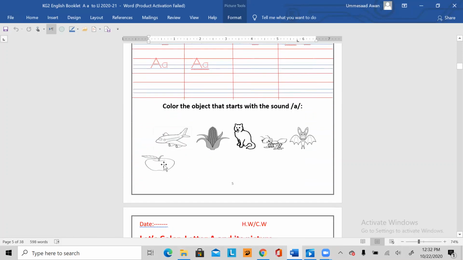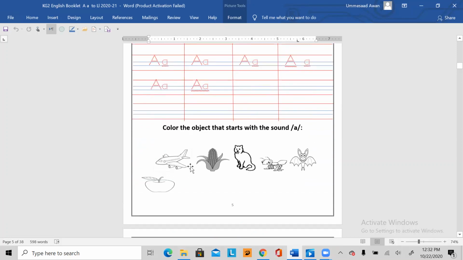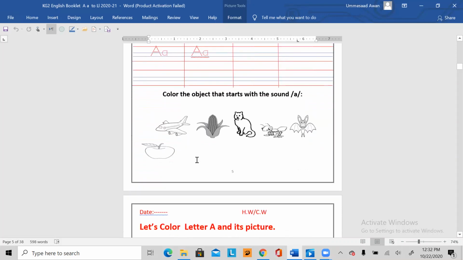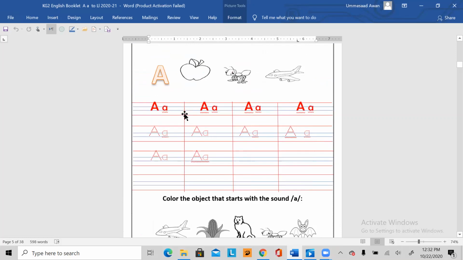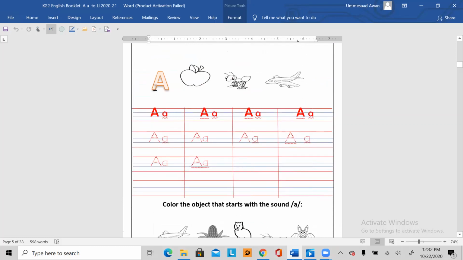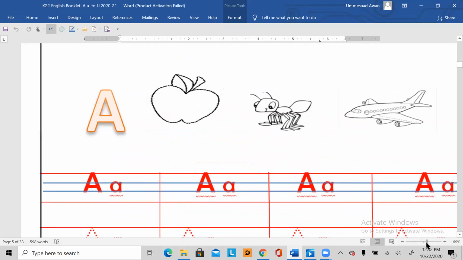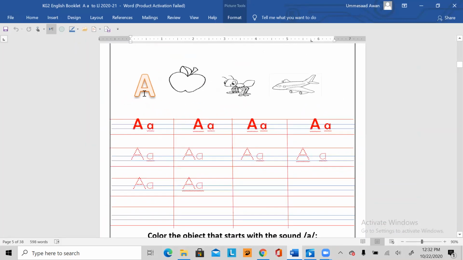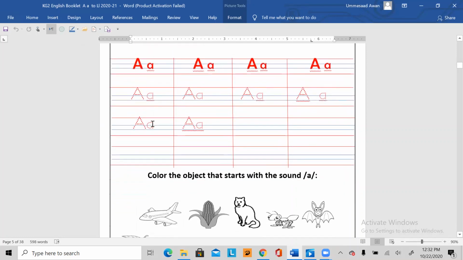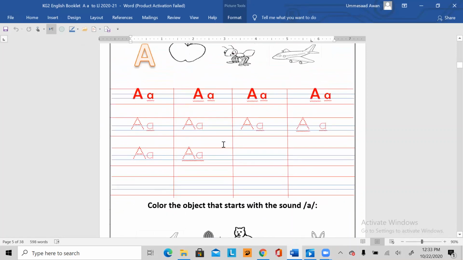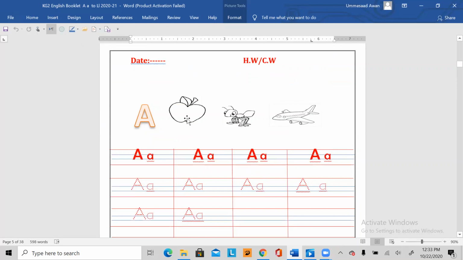Okay, so this was just for today. I want to introduce my work, what we will do. We have a lot of work. As I told you, this is letter A and the phonic sound of letter A is A. This is capital A, this is small a. And there are apple and aeroplane from letter A.